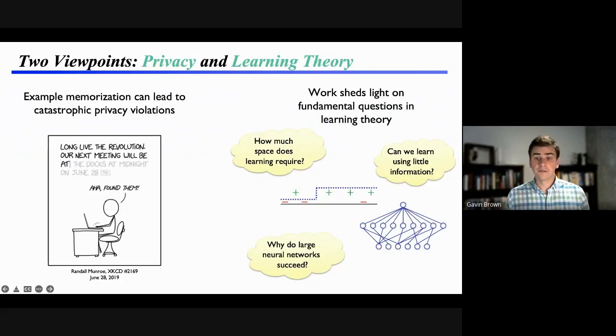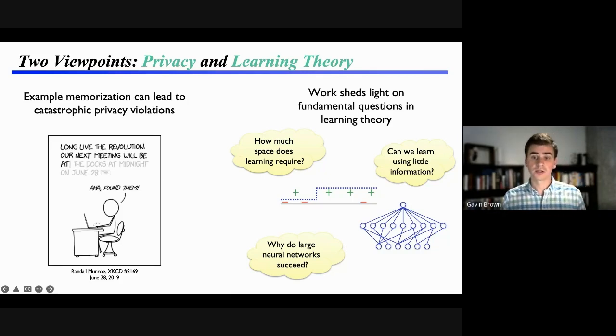So I'd like to invite you to think about this work from two different angles. The first is, of course, privacy. Example memorization can lead to catastrophic privacy violations. There's this well-known XKCD where the revolutionaries are foiled by autocomplete, but we'll see in a moment that this precise thing happens in practice.